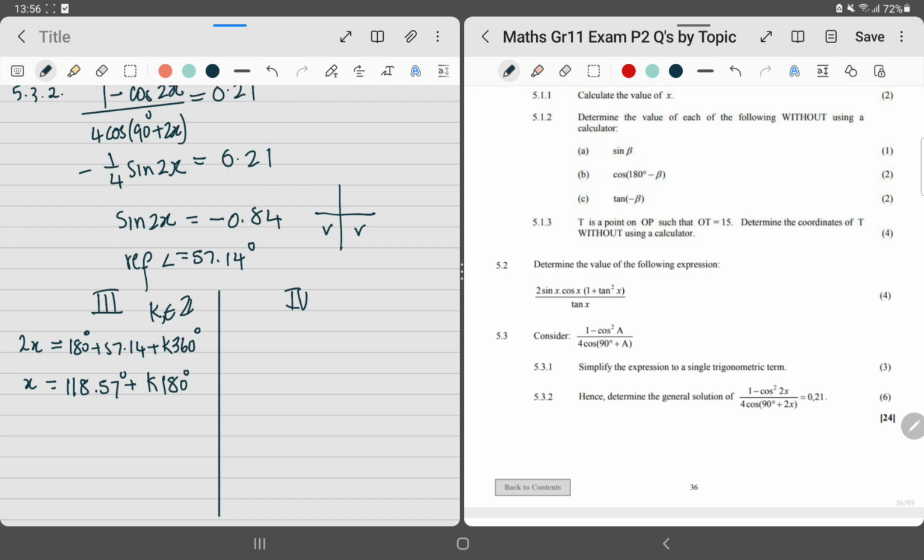And then we move to the fourth quadrant. This is 2x, which is equal to 360 minus 57.14 degrees plus k times 360. So x should be equal to 360 minus 57.14 over 2. I am getting 151.43 degrees plus k times 180 degrees.